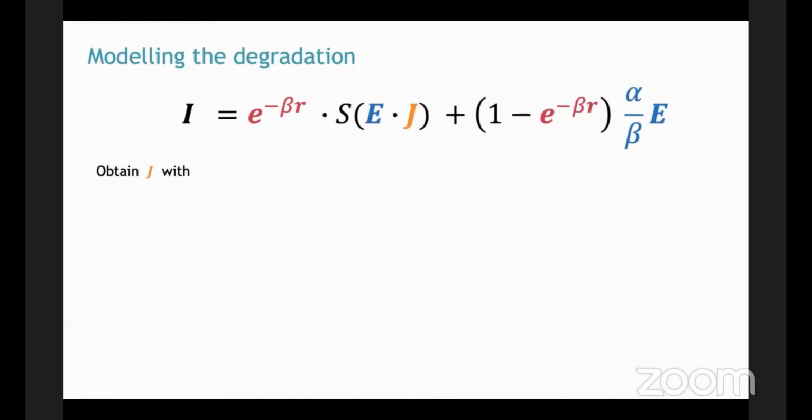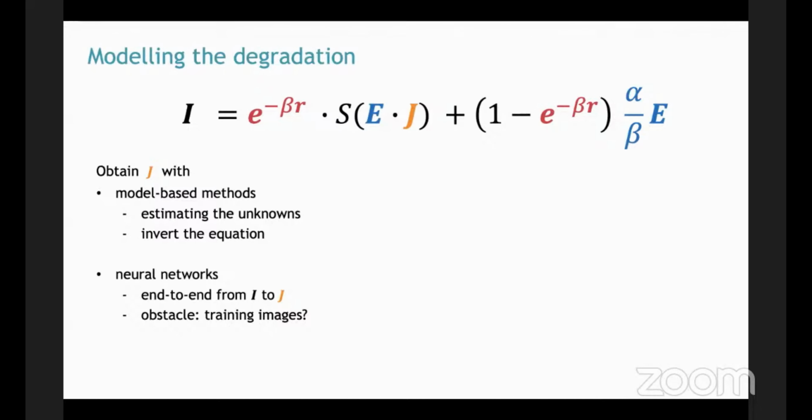So if we want to obtain J back from the degraded image, a model-based method will estimate the unknowns in the equation and then invert the equation. While for neural networks, if we want to do it end-to-end directly from I to J, we train it on a training data set. But there's one obstacle, as Dr. Kim has mentioned: it is very, very difficult for us to obtain corresponding images of the degraded scene and our target reference image.